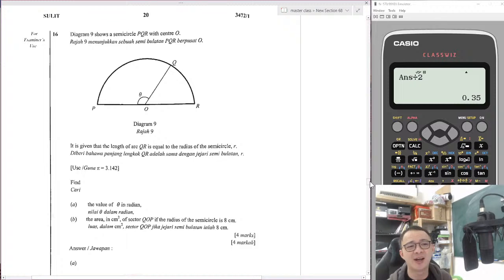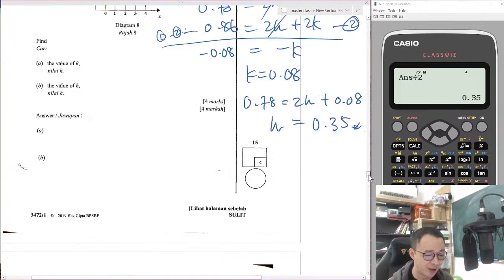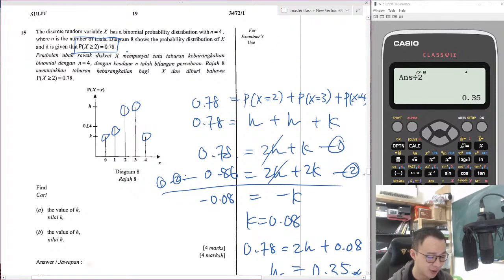Teacher, can I use X less than 2 equals 0.22? You can do that if you want. Yeah, you can say this one is 0.22, right? You can find k faster. I find that method is actually easier, which is k plus 0.14 equals 0.22. This one is a lot faster. Thanks for giving me these tips.